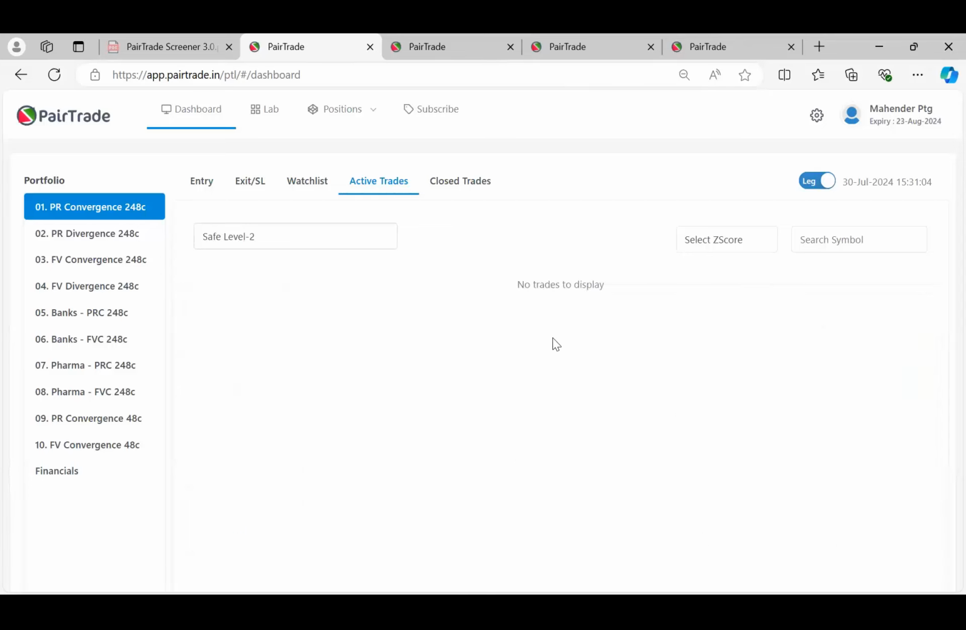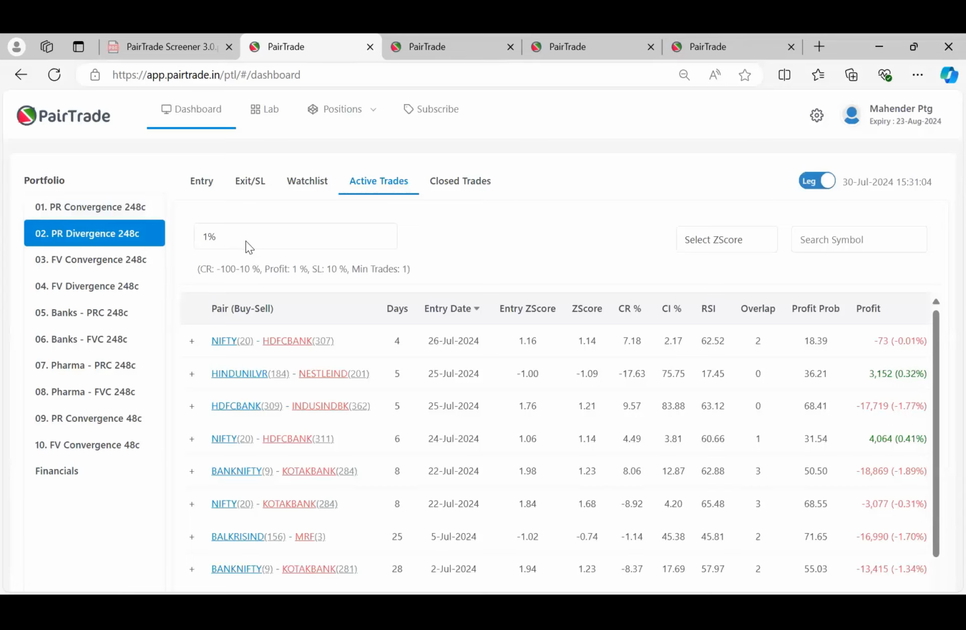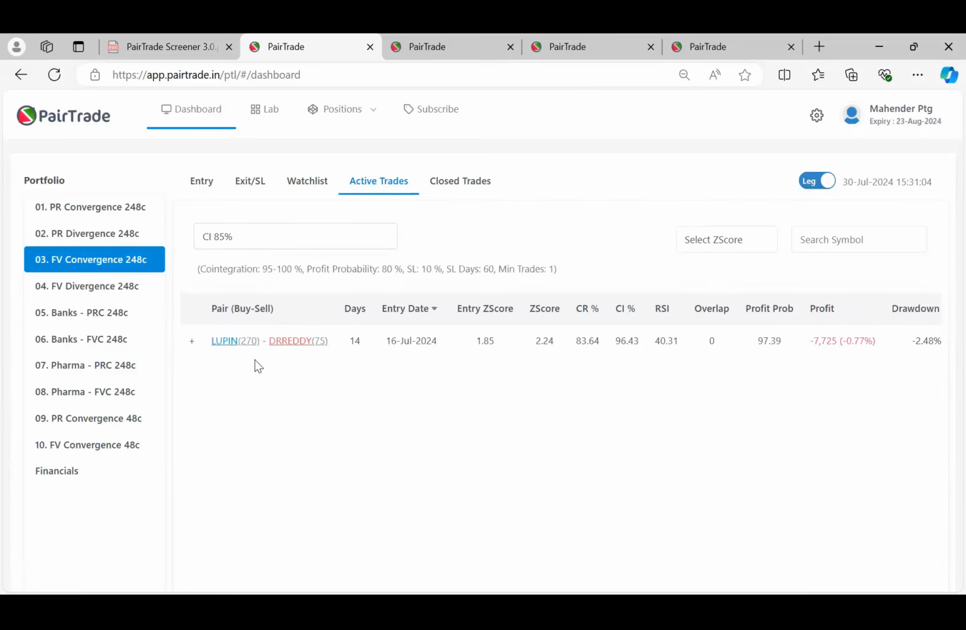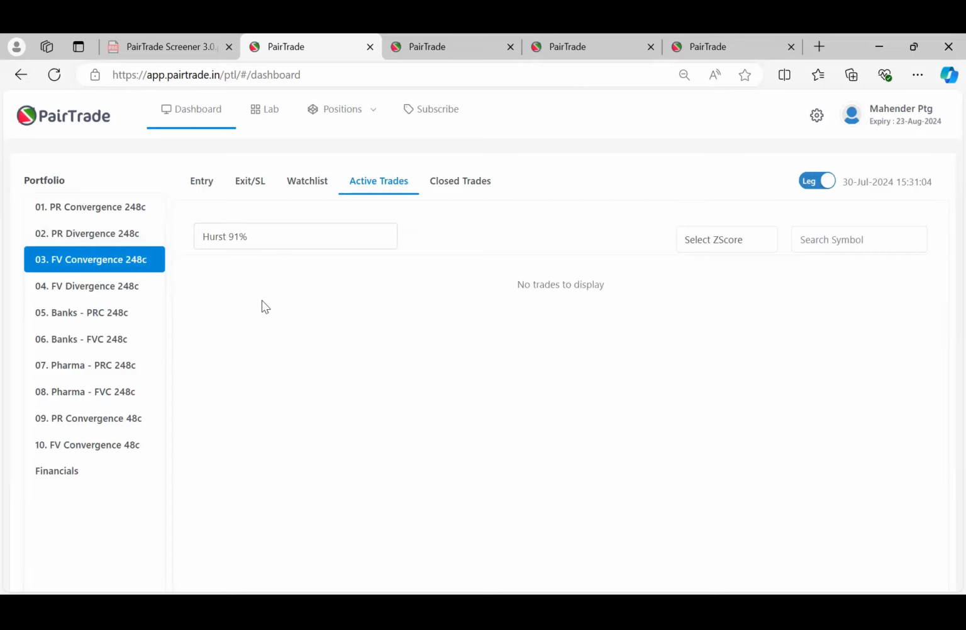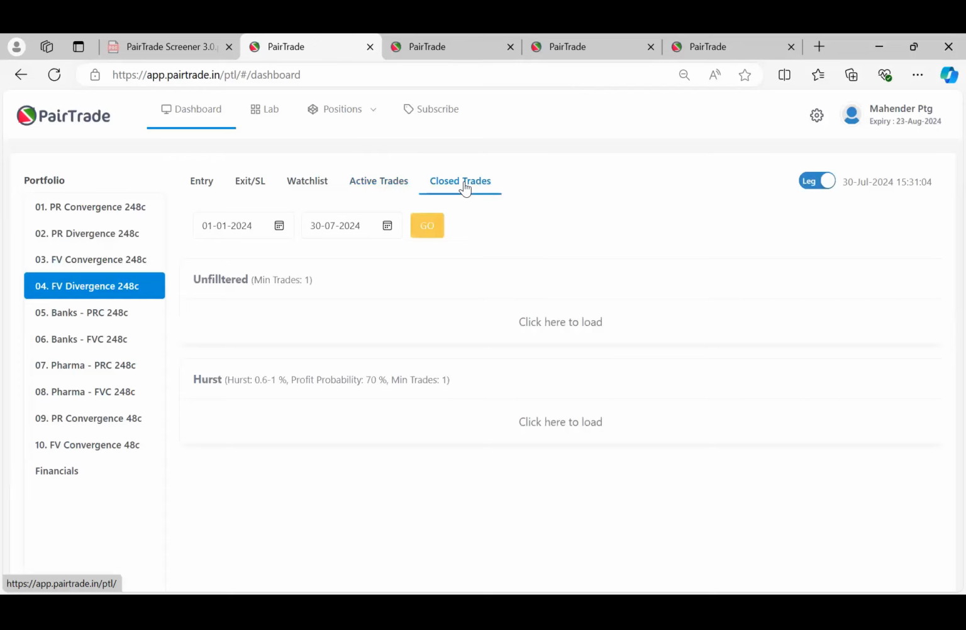In safe level 2, any trades? No trades. Similarly for divergence, if you see for 1% target, some trades are running with 35 days. Here the stop loss is 10%. Here we are not using the days, but we are using 10% as a stop loss. So it is running. Fair value convergence for 85%: one trade is running, Lupin, Dr. Reddy's. At this combination, the same Lupin, Dr. Reddy's is running. Hurst, no entries. Like that you can explore what the active trades are and what the closed trades are.